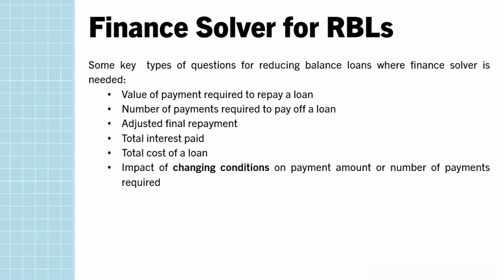It might be that you're actually doing an adjusted final payment, or you want to know something like how much interest is paid over the life of the loan, or the total cost of the loan. So these are things that we can definitely use the Finance Solver to help us access either an answer or a component of value that we need in order to calculate the answer. The final thing that we'll look at and included in this video is the impact of changing conditions throughout the life of a loan.